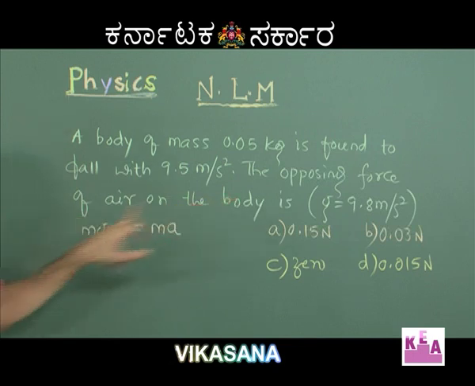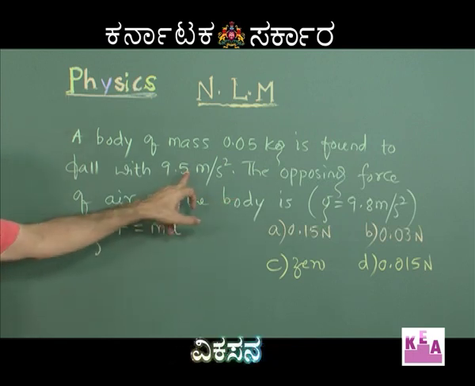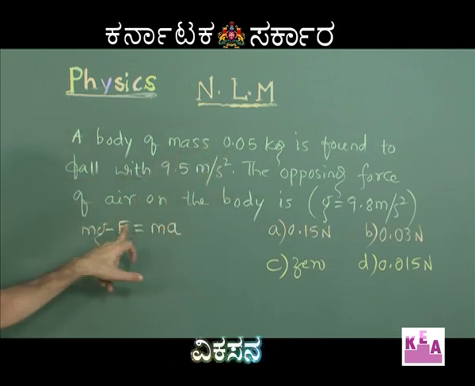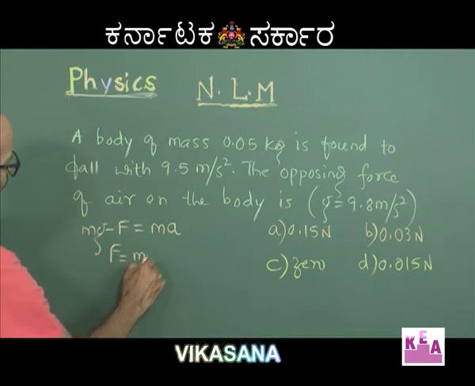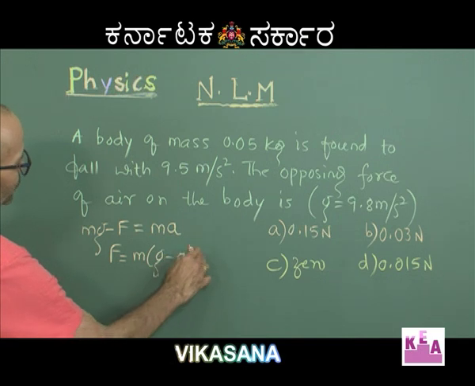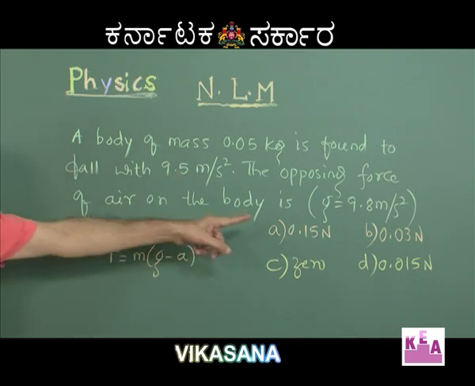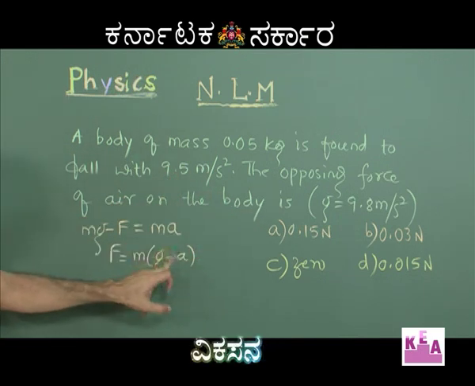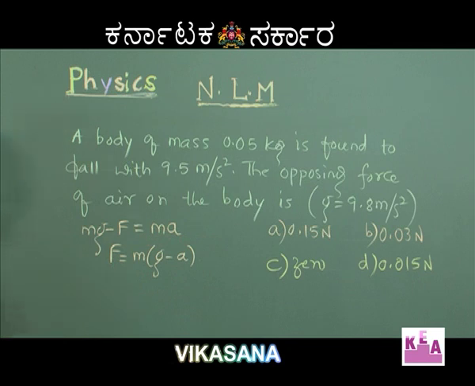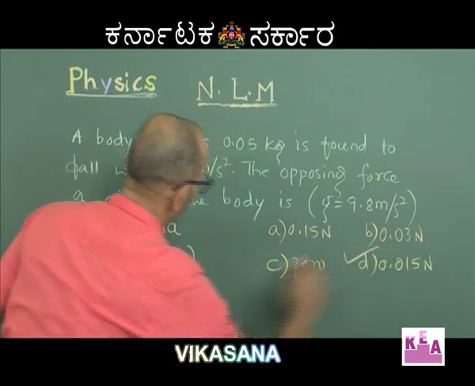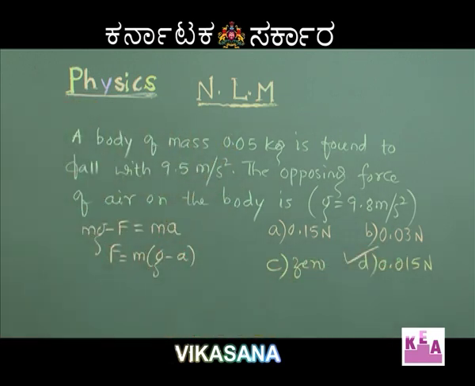g is given to be 9.8, acceleration is given to be 9.5, mass is given to be 0.05, and F is to be found. So, F is equal to m into (g minus a). See, 9.8 minus 9.5 is 0.3, and 0.3 into 0.05 will be 0.015. So, that makes the fourth option perfectly correct.